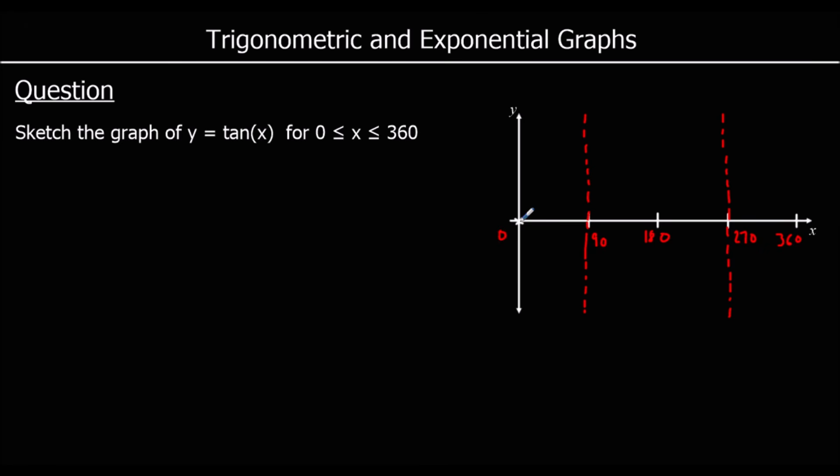And then we just need to get the shape right. So it increased from 0, getting closer and closer to 90, but never reaching it. And then back into negatives through 180, 0. And then the graph is repeating every 180 degrees. So this is what tan x looks like between 0 and 360.